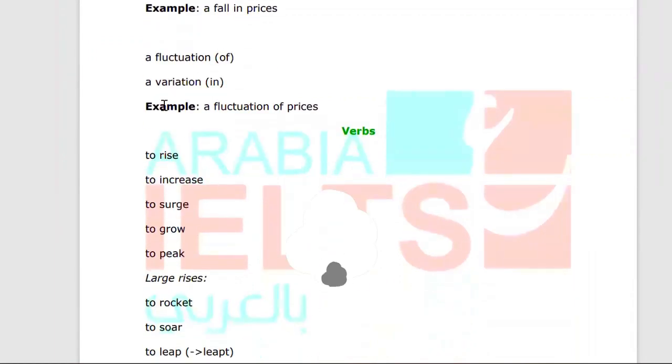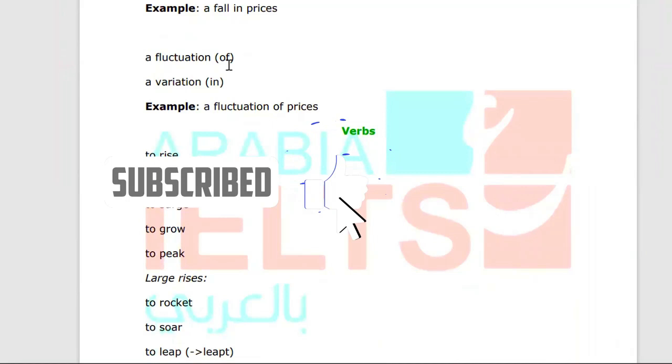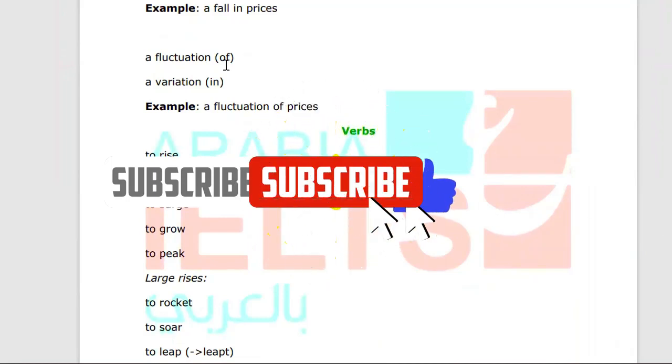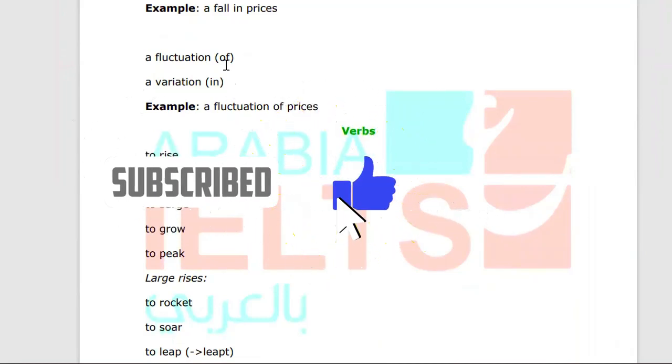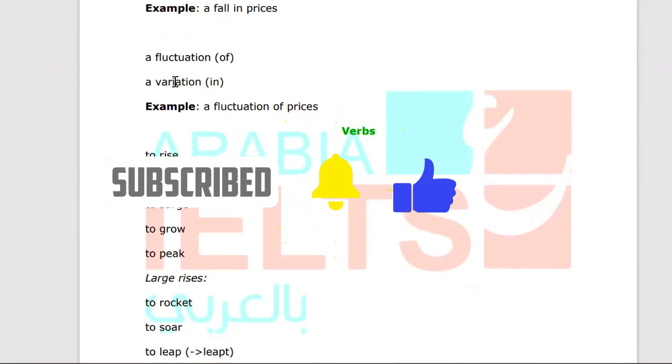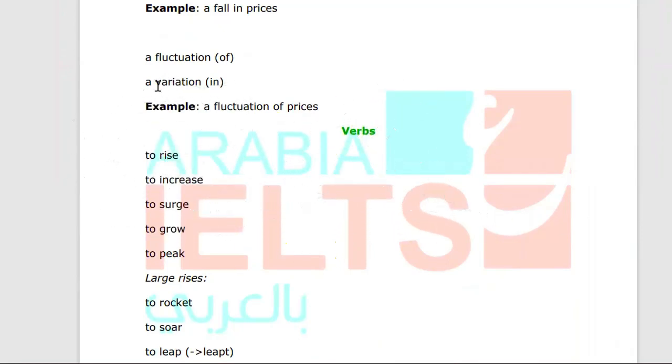So if there is a fluctuation, so it goes up and down, we say a fluctuation of. Another word is a variation in. So there's a difference when it comes to a huge difference, like going up and down, up and down, when it comes to the data that you want to present.